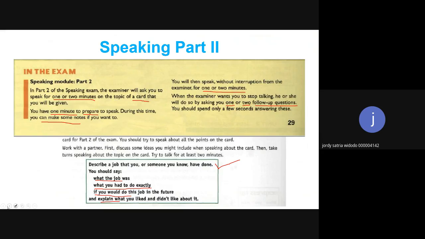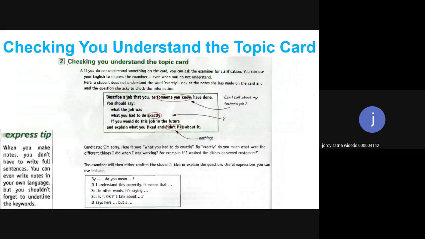Now, there are some tips for you before you do the speaking test for this part. First, check that you understand the topic card. You can check your understanding by asking the examiner questions. Perhaps you don't understand "someone you know", then you ask your examiner, can I talk about my father's job? This is a way of confirming your understanding of the card.